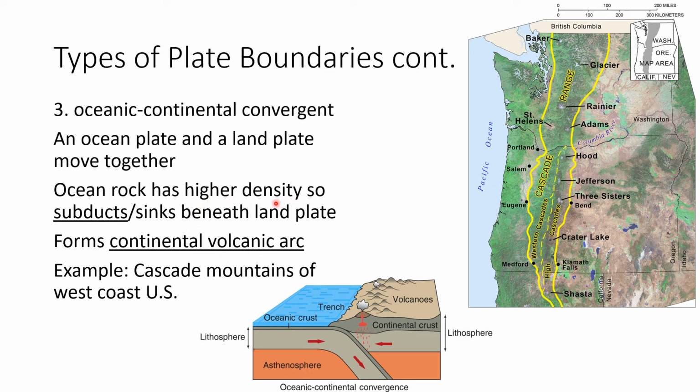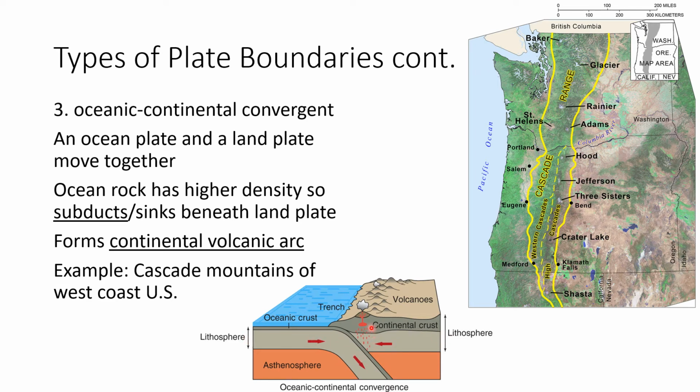It has higher density, so it's heavier. So when the two plates come together, the denser one will subduct or sink beneath the other one. So the ocean plate here is subducting. This is called a subduction zone. This ocean plate is subducting beneath the continental plate.